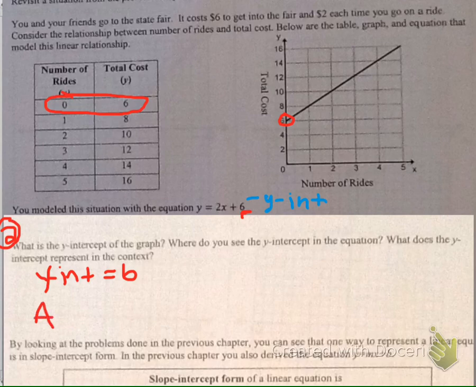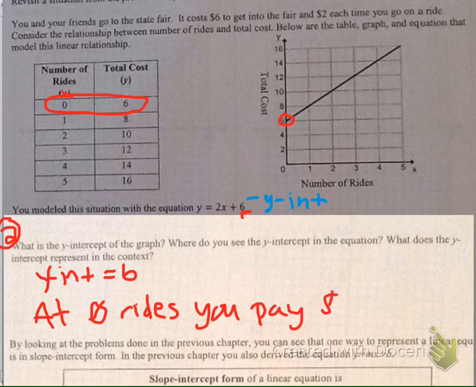And then what does that mean in the situation? It means at 0 rides, you pay $6. It's really important that you show that it's at 0 rides, you pay $6.